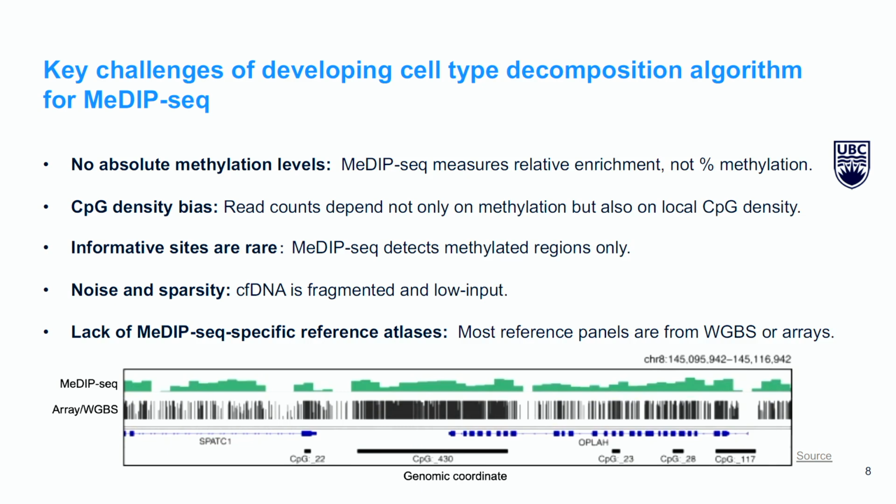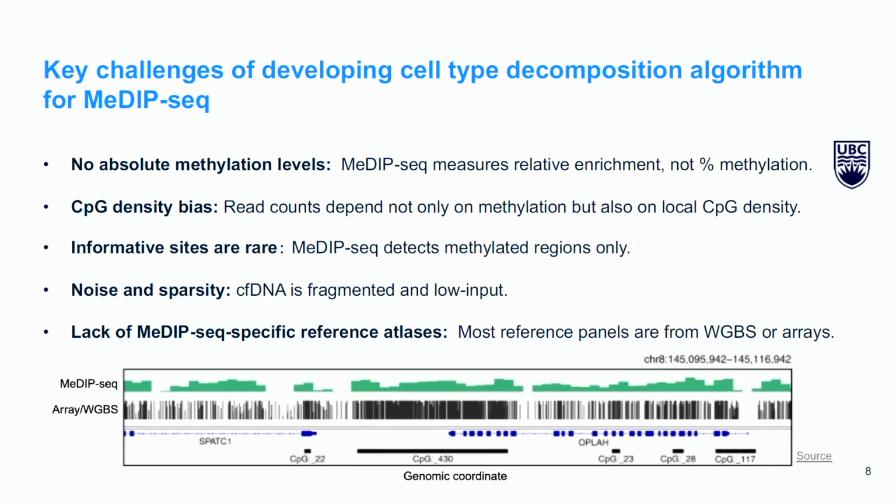Well, first of all, MeDIP-seq measures the relative enrichment instead of the percentage methylation, such as microarray or whole genome bisulfite sequencing. This is just an illustration of how the MeDIP-seq signals look. It's also biased by CpG density. And it only measures the methylated regions. It doesn't know where the unmethylated regions are, because the antibody just binds to the regions where it's methylated. And it's very noisy and sparse because most of the time we're dealing with cell-free data.